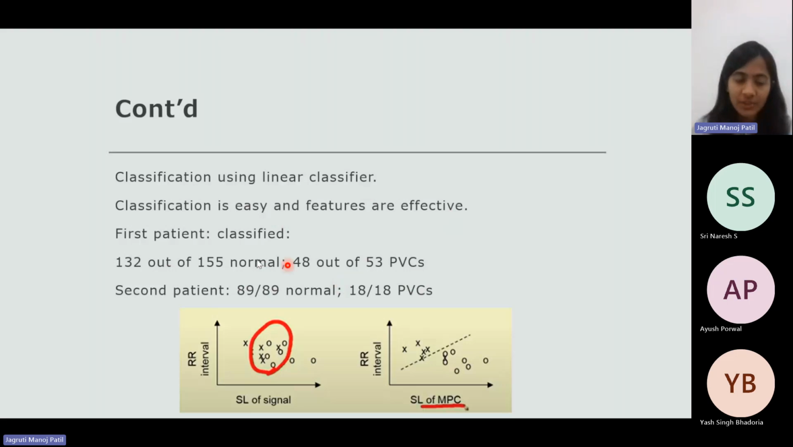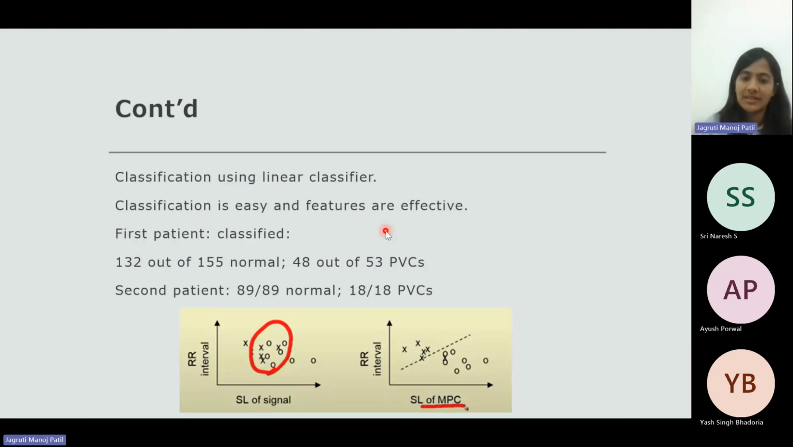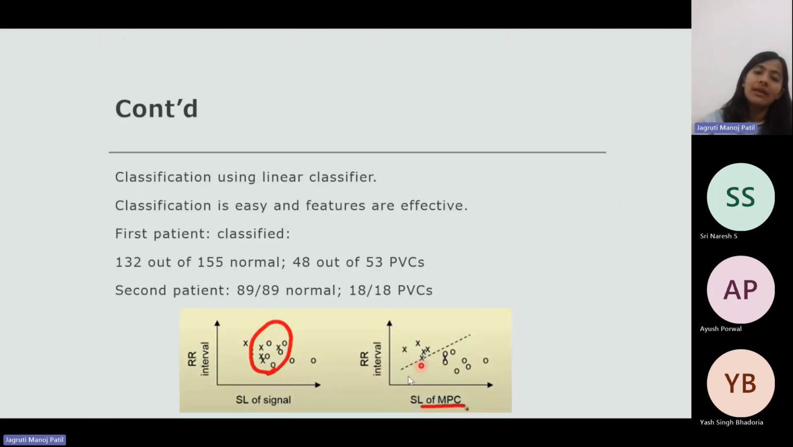Initially, when they were not segmenting and were just measuring the signal length, they saw that everything was clustered and random. But when they classified using this method and segmented on the basis of the onset of the wave, they were able to make two regions, one abnormal and one normal, a person suffering from premature ventricular contraction and a normal person. Both were different, and we were able to differentiate them. We can make a linear regression, or also see what the cluster score is.